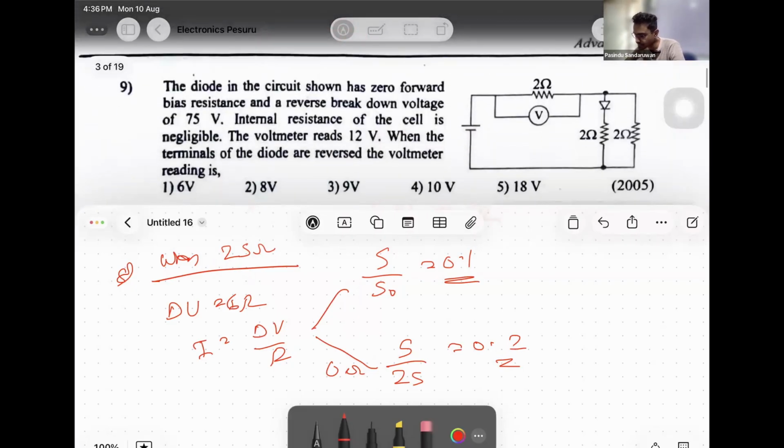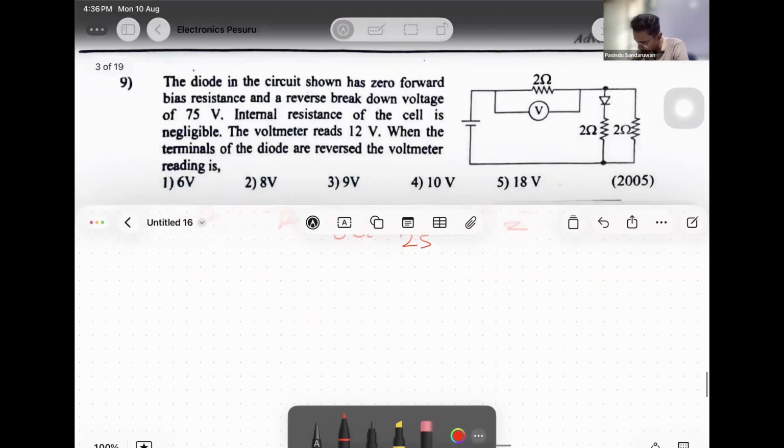9. The diode in the circuit shown has 0 forward bias resistance and reverse breakdown voltage of 75 volts. 0 forward bias resistance means no voltage barrier. That's an ideal diode. Internal resistance of the cell is negligible. The voltmeter reads 12 volts when the terminals of the diode are reversed.